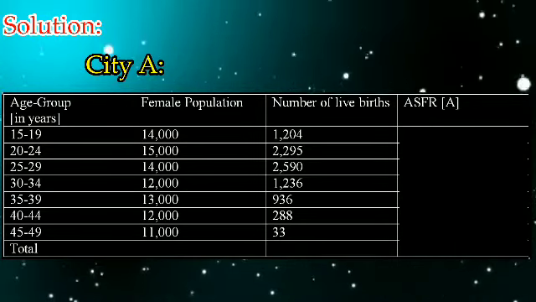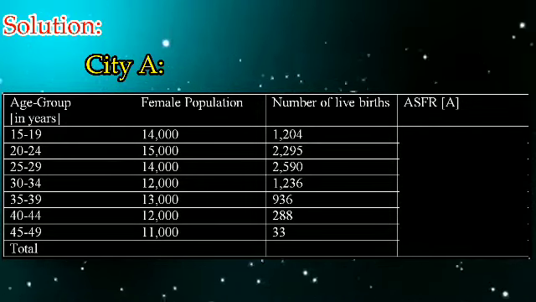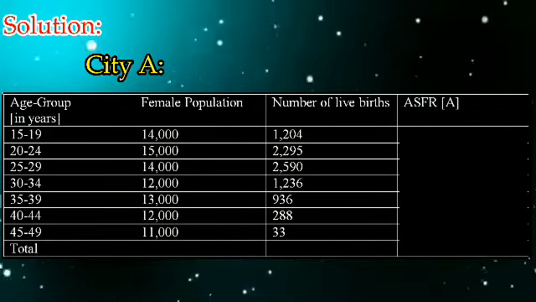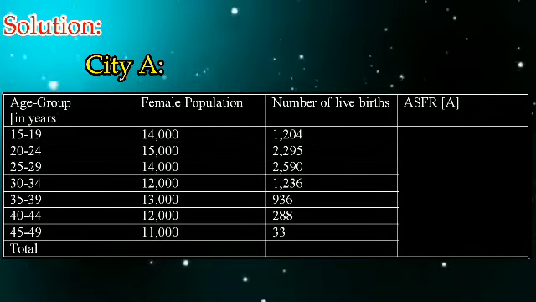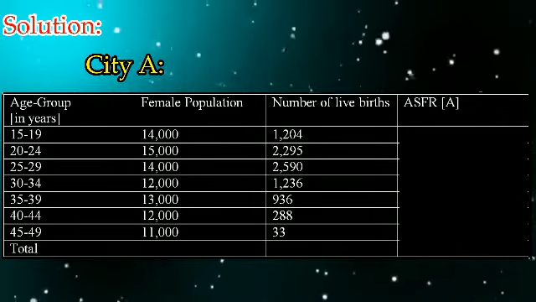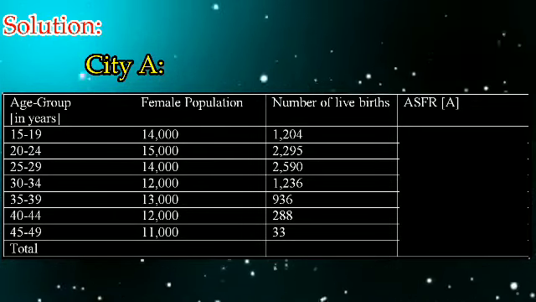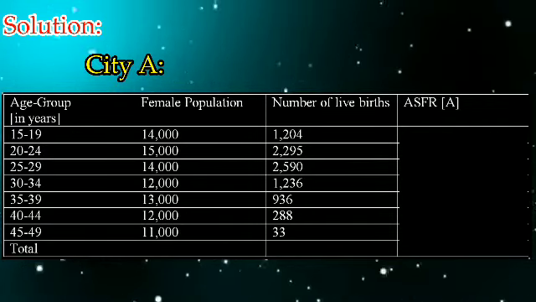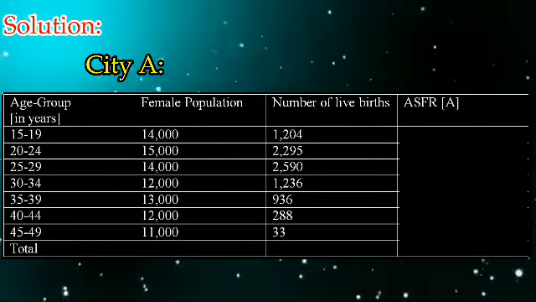As you can see in this slide, I considered the data which is relevant to the first city, which is city A. So you can find the female population of city A in the given slide. You can find the number of live births which belongs to city A, and then all the ASFR values are computed. Now compute ASFR values for the first city. Similarly, compute ASFR value for the second city.